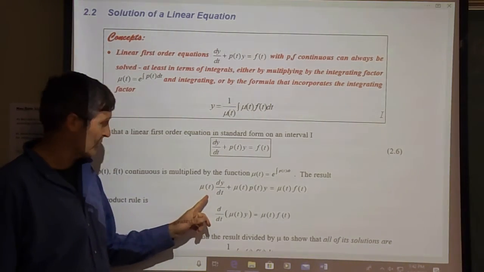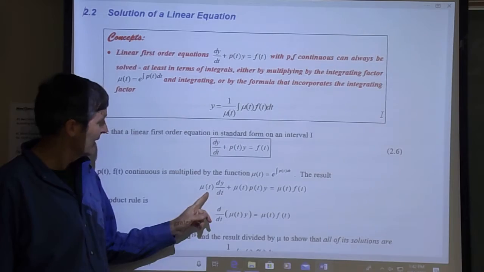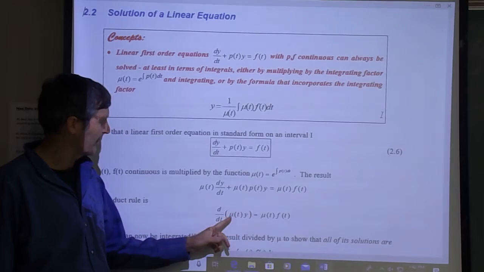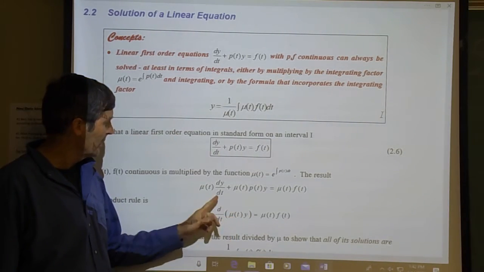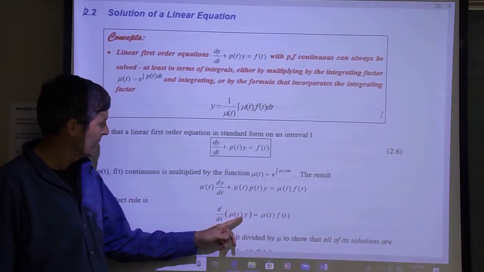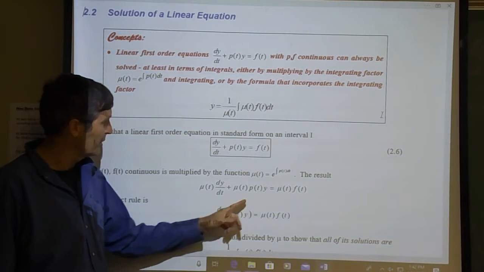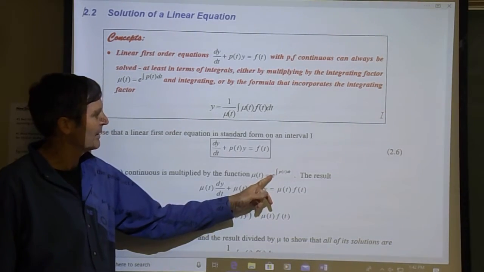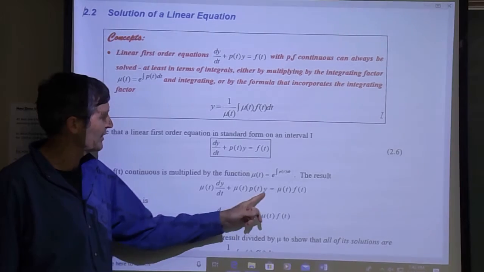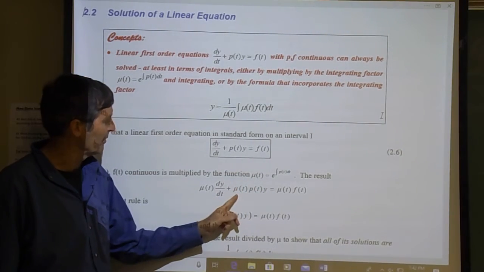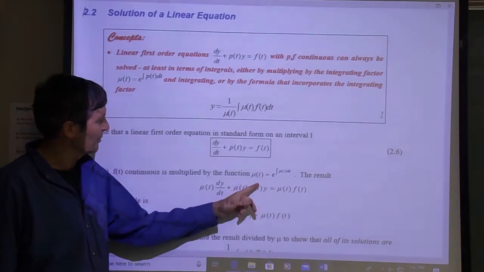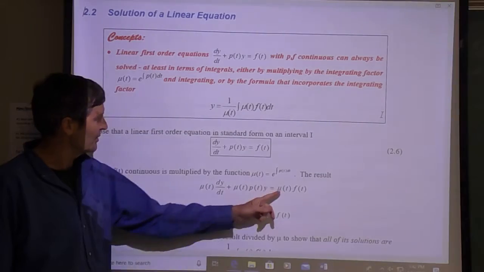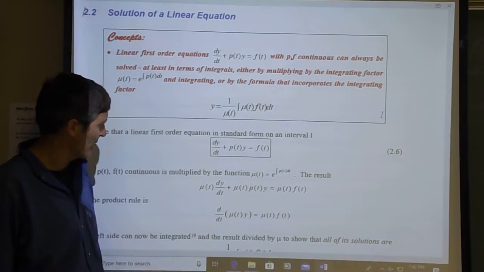Now, by the product rule from Calculus 1, this is the derivative of mu times y. The easiest way to see that is to go backwards. You take the derivative of mu y, it's the derivative of mu times y, that's this one. The derivative of mu, if mu is e to the integral of p(t) dt, is just by the chain rule e to the integral of p(t) times p(t). So the derivative of mu is mu times p. So this is the derivative of mu times y plus mu times the derivative of y, which is the product rule. So I just rewrite this equation using the product rule.